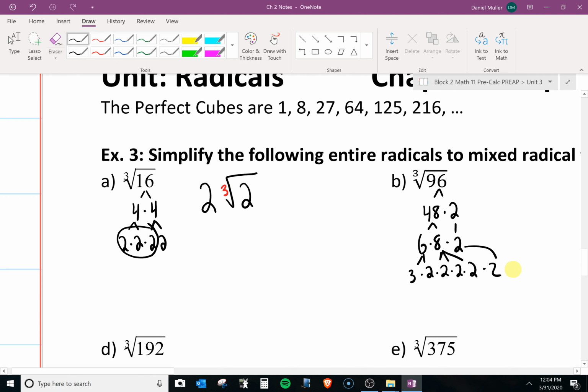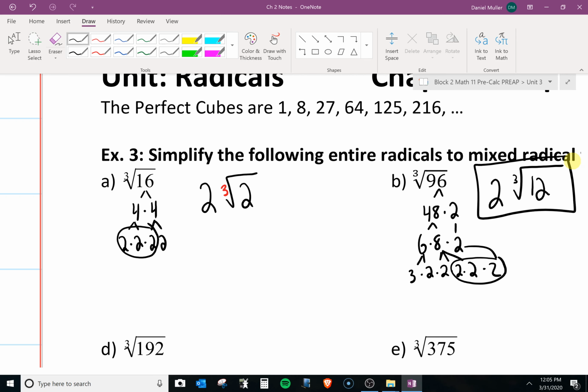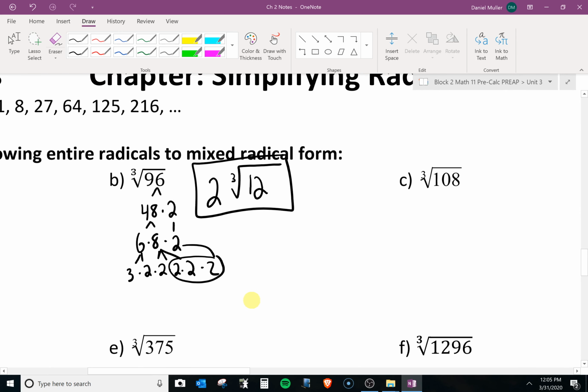So now I'm looking for groups of 3. So there's a group of 3 there, and I don't have anything else. So I've got one group of 2s, and what is left over? I've got a 3, and 2 times 2 is 4. 3 times 4 is 12. So 2 cube root of 12 is the reduced mixed radical.